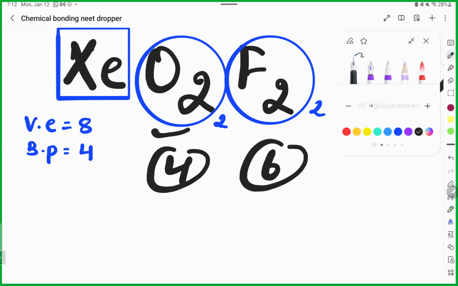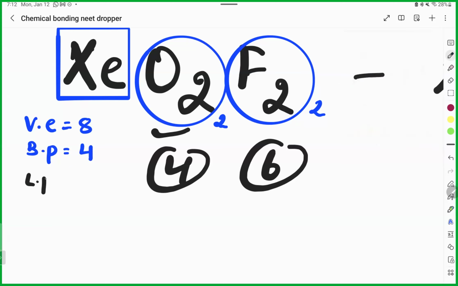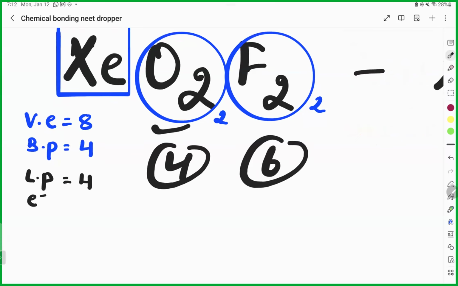What will be the lone pair electrons? 4. Is the answer so? No. Why? Because oxygen is forming a double bond. Fluorine forms a single bond, so there is no issue with fluorine. But oxygen forms a double bond.